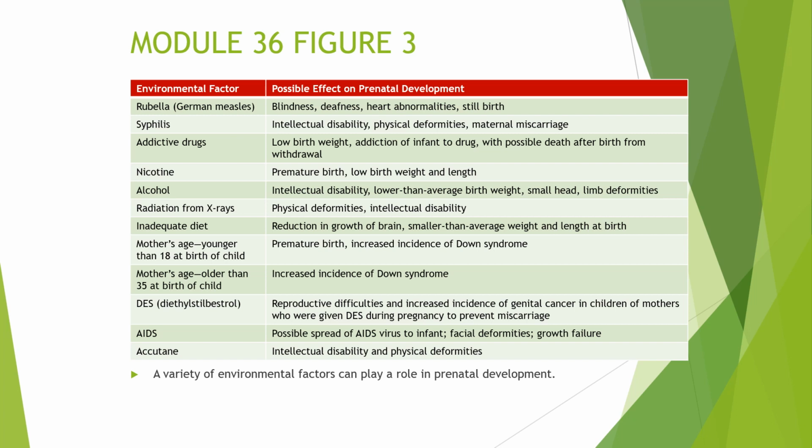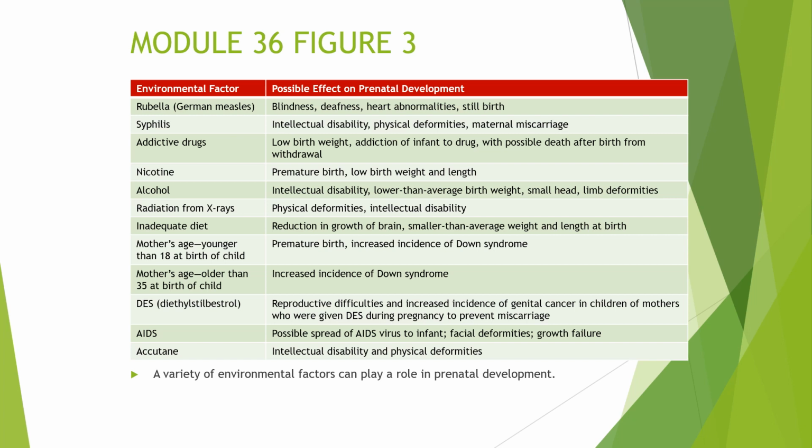If a mother smokes cigarettes or uses any sort of nicotine, that can lead to premature birth or low birth weight and length. If the mother consumes alcohol, intellectual disabilities, lower than average birth weight, a small head, and limb deformities. If the mother receives radiation from x-rays, that's why anytime you have an x-ray, they always ask a female if there's any chance she could be pregnant, because that could lead to physical deformities and intellectual disabilities.